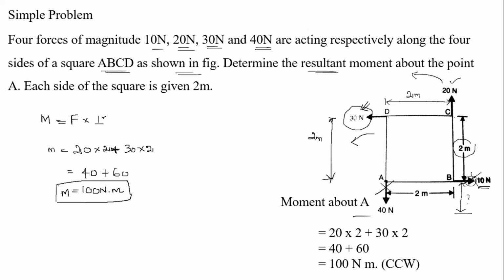So, moment about A: 20 into 2 plus 30 into 2, so 100 Newton meter in the counterclockwise direction. So, it's a simple problem.